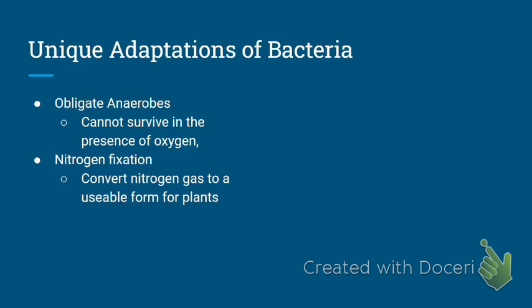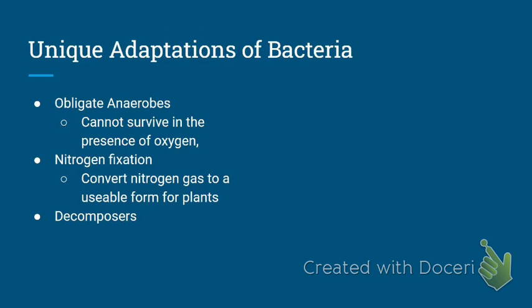Nitrogen fixation. This is an important job that some bacteria do. They convert nitrogen gas to a usable form for plants. So when you put a plant in the dirt, it grows, it's absorbing nitrogen, but it can't absorb nitrogen gas. It can absorb other forms of nitrogen. So how do you turn the gas to those other forms? Bacteria do that for you.